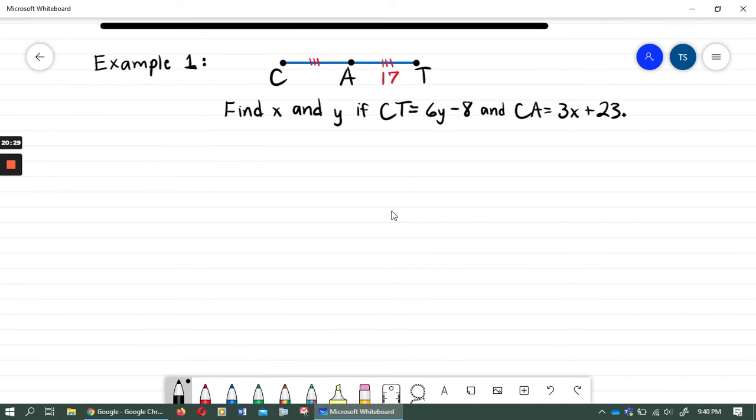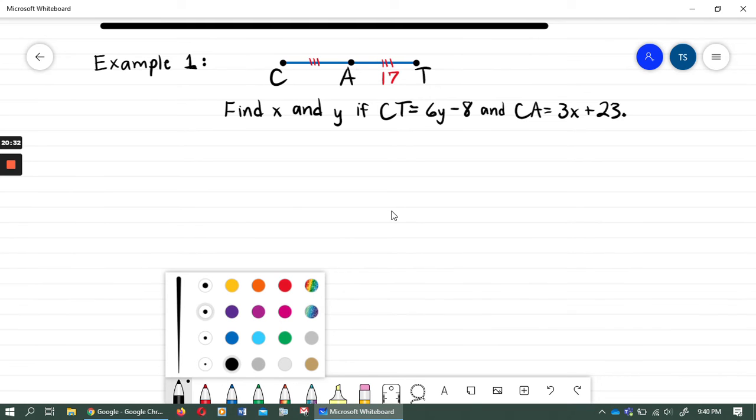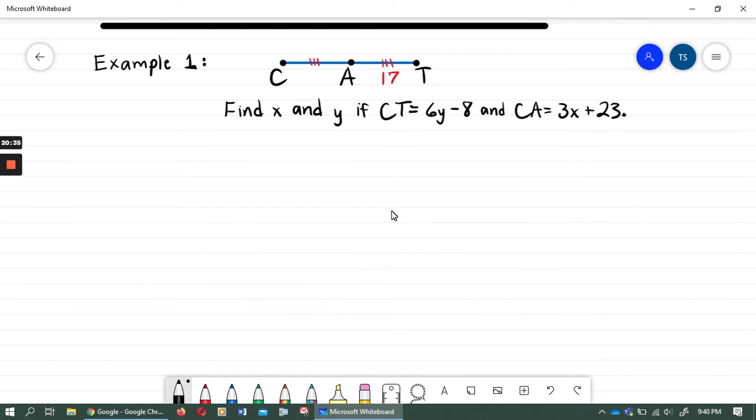They say here, find x and y if CT, and we know we're talking about the length of segment CT, equals 6y minus 8, and CA, the length of segment CA, equals 3x plus 23. Before we look at those algebraic expressions, let's just look at the segment that we've got real quick.